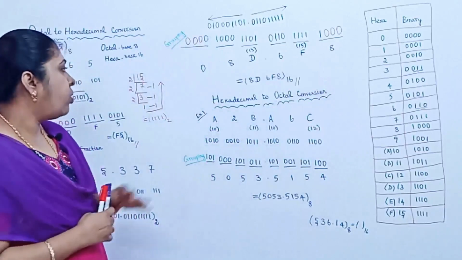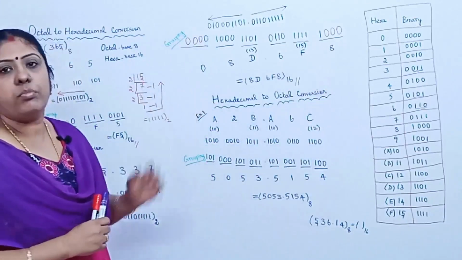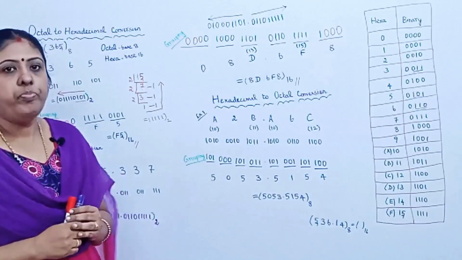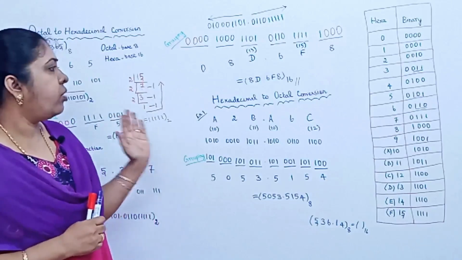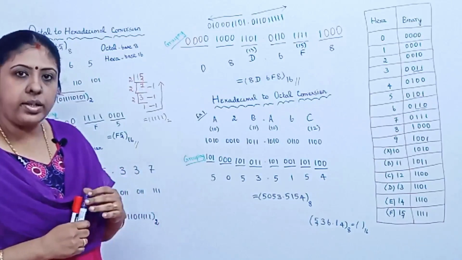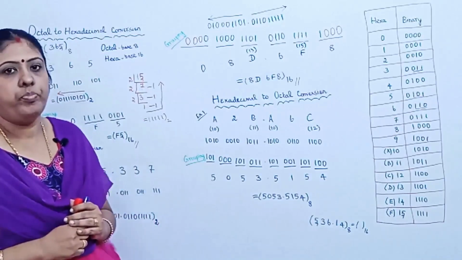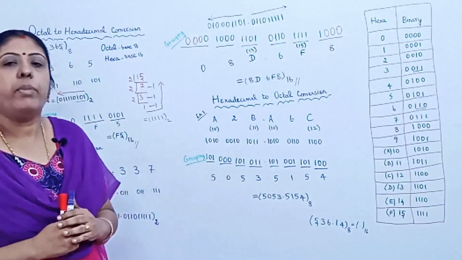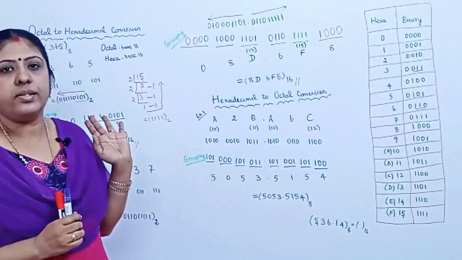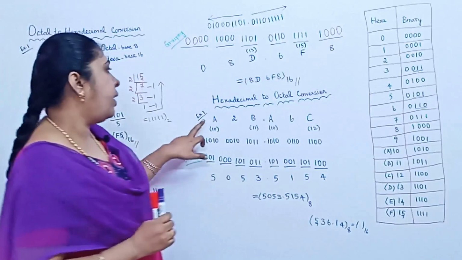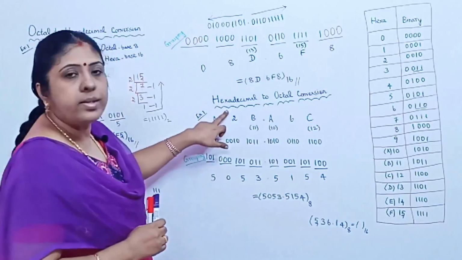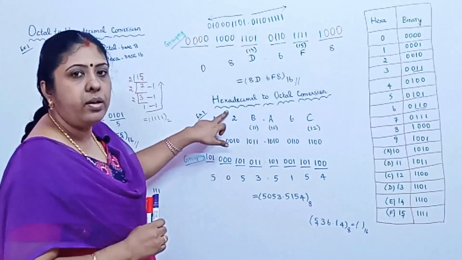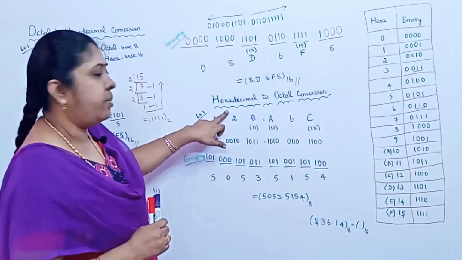Now we are going to discuss the hexadecimal to octal conversion. That is, from the base 16, we are going to convert it into the octal base 8 number system. The difference is in the grouping system only, but the other procedures are the same. So here hexadecimal is always represented by 4 binary digits.